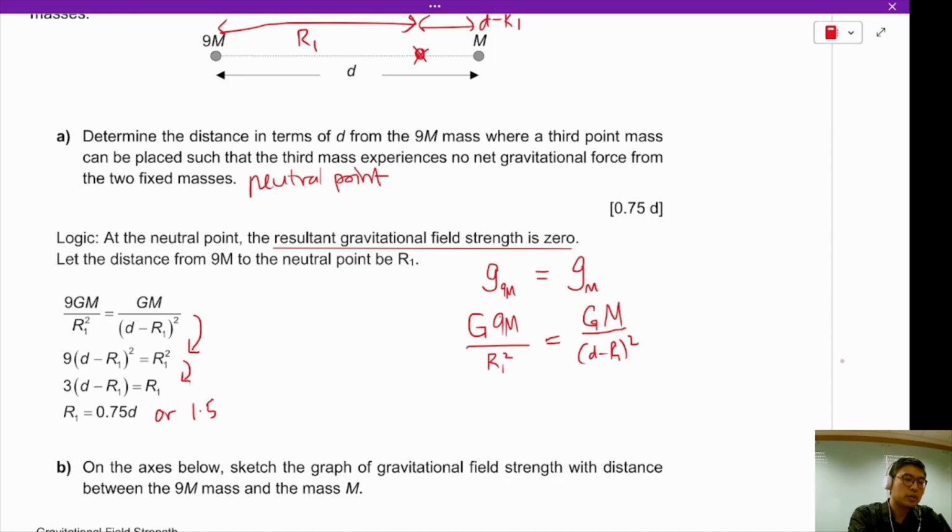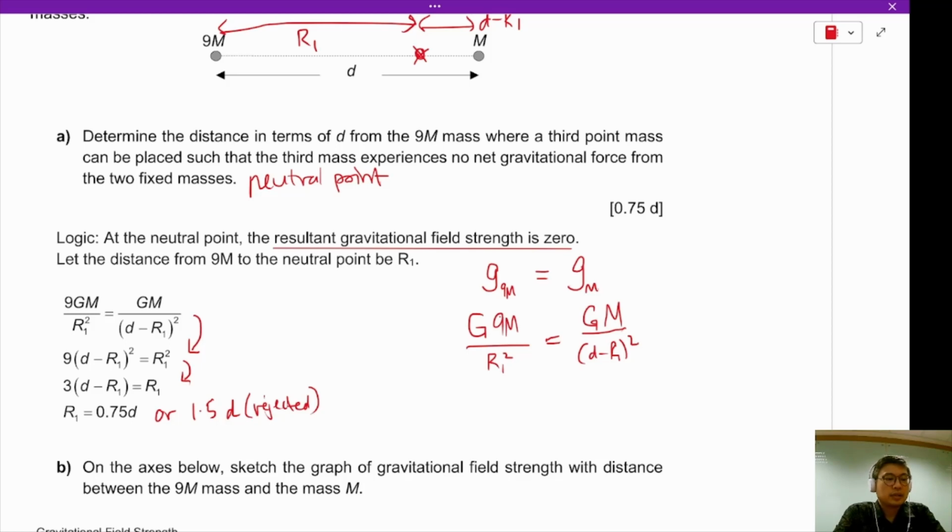I think there are actually two possible solutions to this problem. Okay, I think R1 is either 0.75D or 1.5D. Now this 1.5D is rejected because it lies outside of the 2 points, so it doesn't make any physical sense. So the answer will be 0.75D.